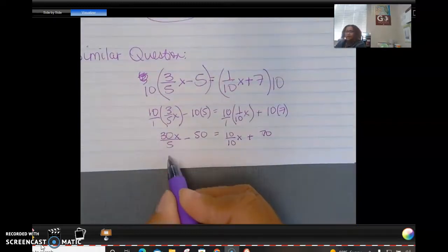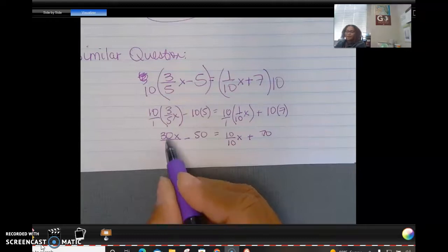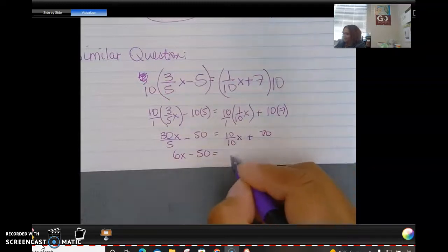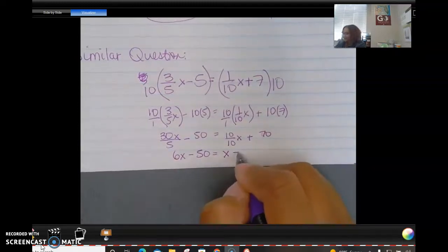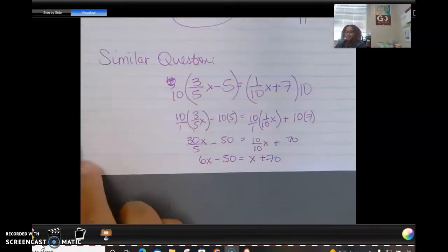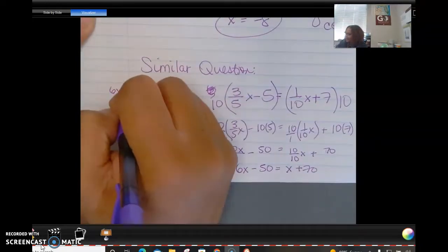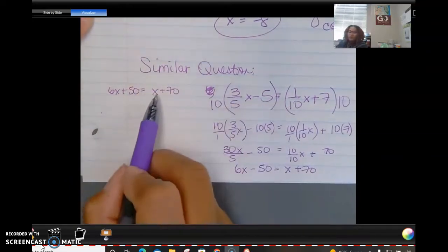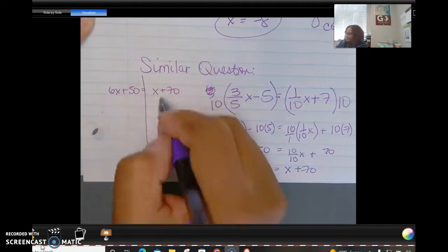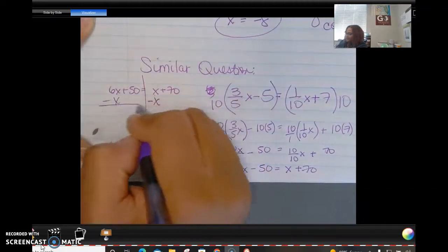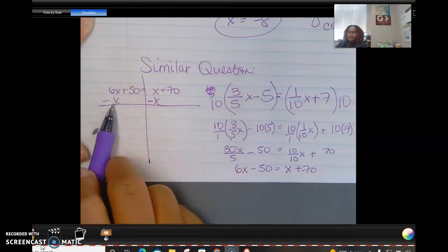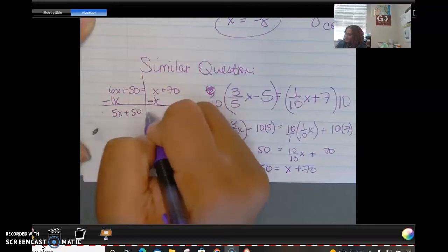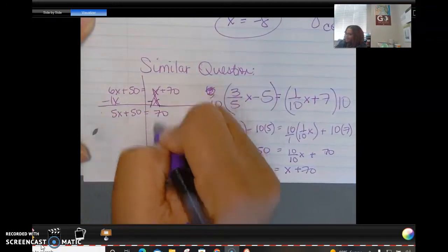Now you still have fractions, but I've got to reduce it. 30 over 5 is 6x minus 50 equals 10 over 10, which is just 1x plus 70. I'm gonna scoot over here to the side. I've got 6x minus 50 equals x plus 70 now. I'm going to subtract my x from both sides, minus x, minus x. 6x minus 1x is a 5x minus 50 equals 70 because these cancel out.